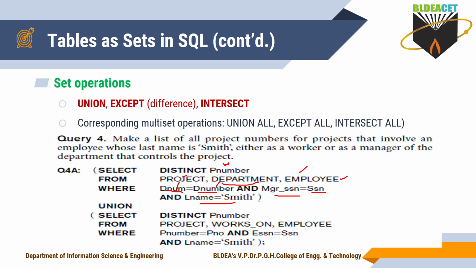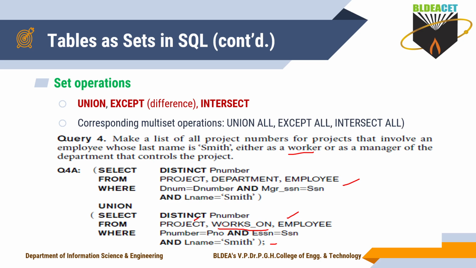So this is the query according to the criterion of manager. One more criterion is there. What is that? Worker. For a worker, which table do you get that information from? The works on table. The works on table tells which employee works on which project. So if that employee is a worker, you get that information from the works on table. So you want to retrieve P number, and this L name Smith is fixed here. Employee and project are the same as in the previous query, but in place of department you take works on.